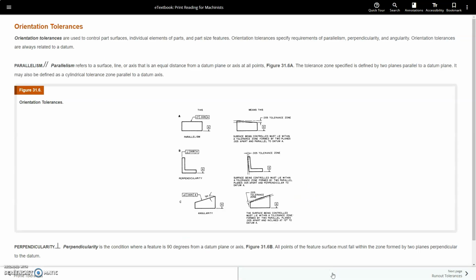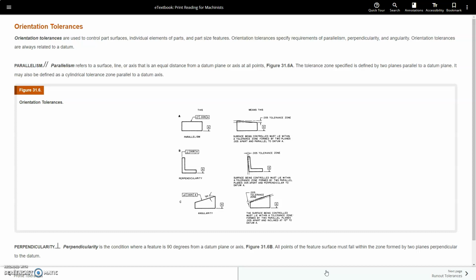Orientation tolerances. They are used to control part surfaces, individual elements of parts, and part size features. Orientation tolerances specify requirements of parallelism, perpendicularity, and angularity. Orientation tolerances are always related to a datum. So parallelism refers to the surface, line, or axis that is an equal distance from a datum plane or axis at all points.